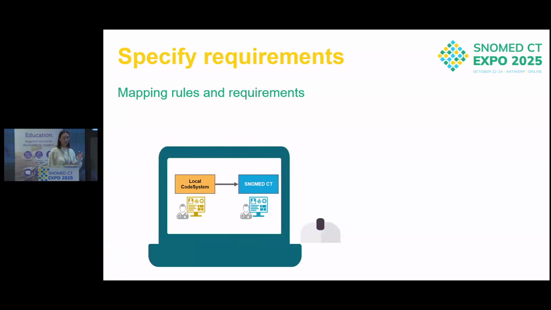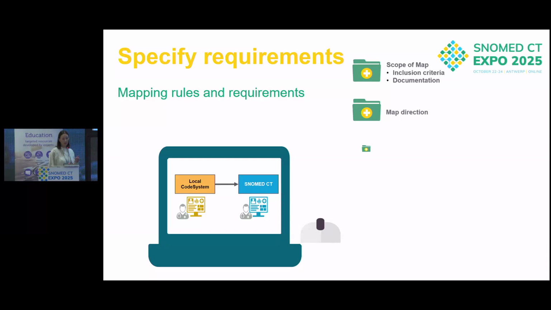So now we move on to the yellow arrow, the specify requirements, so mapping rules and requirements. One of the first things you want to think of is what's the scope of the map? So what's the inclusion criteria and the documentation surrounding the scope?